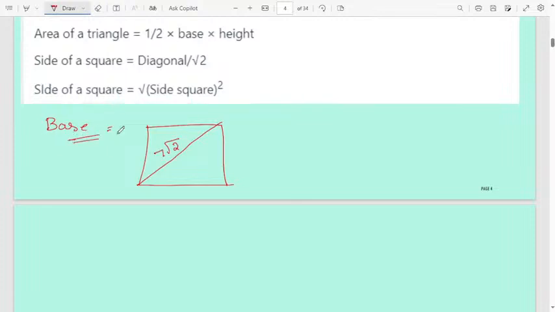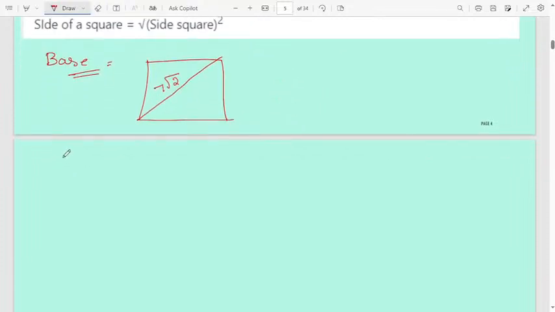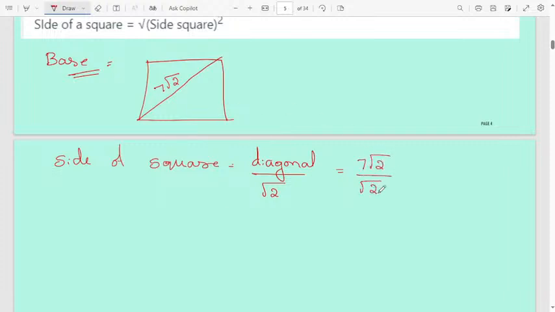This is the base of the triangle you have to find out. You know the formula. Side of a square, I will write here. Side of square will be equal to diagonal divided by root 2. Then the diagonal value they are given here, 7 root 2 divided by root 2. Root 2 will get cancelled. Then the side of square will be equal to 7.